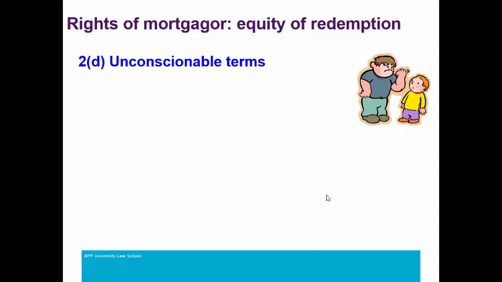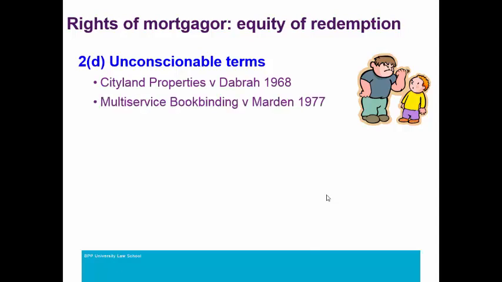And there are two cases that are really useful to compare and contrast. And it's important to know the facts of these cases. In one case, Cityland and Dabra, the terms were changed. In Multiservice and Marden, the terms stood. And we need to get to grips with why they were changed in one case, why they were left in another. What reason did the court give? What did the court take into account in making its decision?